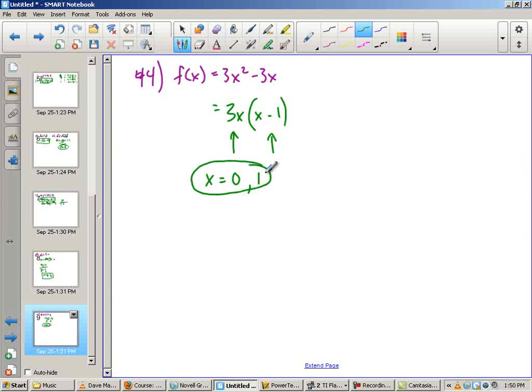In the end, this is the kind of stuff we really want to head towards. The factoring is just a process that gets us closer to finding our zeros.